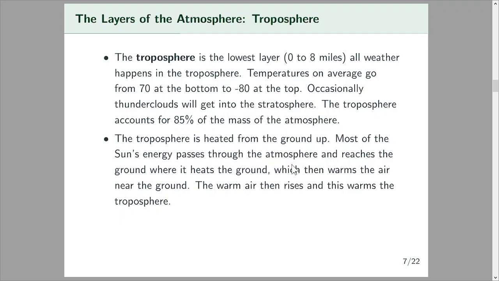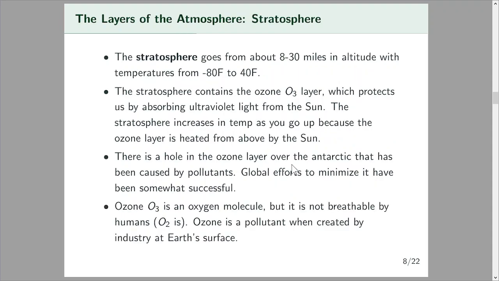And so we could talk about convection and things like that. The air gets heated near the ground, that rises and warms the atmosphere up at the higher altitudes, but it's not enough to make it as hot as it is at the bottom. So it's hot at the bottom, and then it's cooler as you go up. That's the troposphere. The stratosphere goes from about 8 to 30 miles.